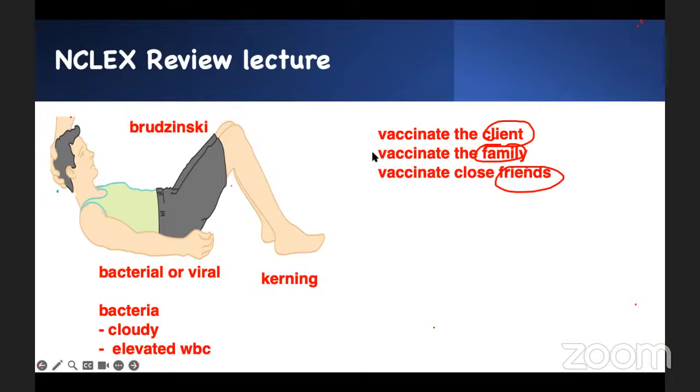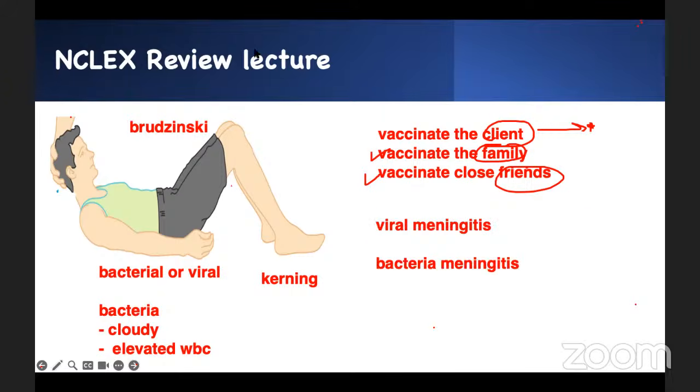So the people you need to vaccinate are family members and close friends. The client does not need to be vaccinated anymore. The other thing you need to know is, don't let them trap you. If you come in with viral meningitis, and I come in with bacterial meningitis, this is a different problem. It's a completely different issue.